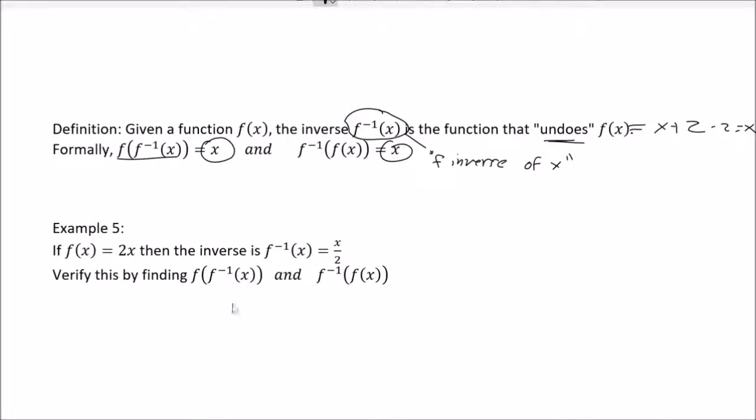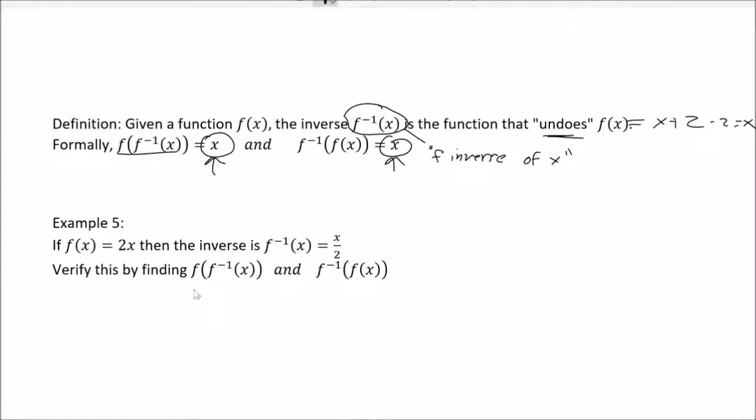Okay, let's try it in an example so you can see what I mean. We have two functions here. We're being told we have the function 2x and its inverse, f inverse of x, which is x over 2. We're asked to verify, using the definition, that these are inverses of one another.